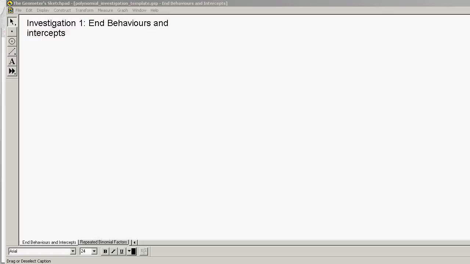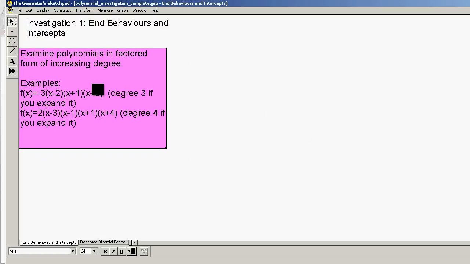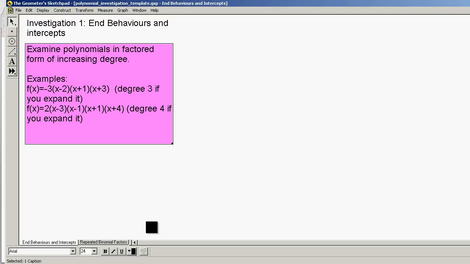In these investigations, you're going to be examining the end behaviors and intercepts of polynomial functions when you're examining them in factored form. This is an easy investigation to do in Wolfram Alpha. You'll notice we're looking at polynomial functions that look like this: 3 times the first binomial being x minus 2, the second x plus 1, times the third x plus 3.